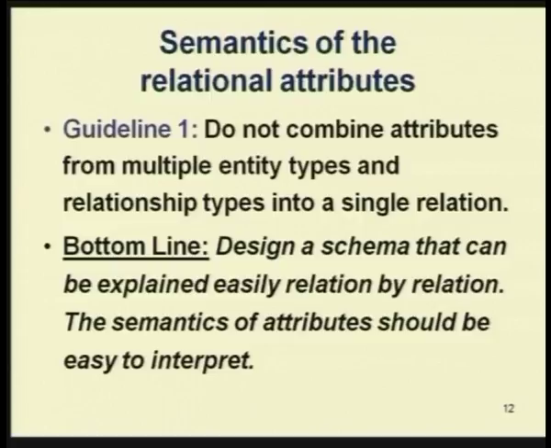So, basically, again let us formally say what guideline 1 is. Do not combine attributes from multiple entity types and relationship types into a single relation. So, have separate tables or separate relations for each entity and each relationship. Design a schema that can be explained easily relation by relation. The semantics of the attributes should be easy to interpret. If you design it this way, it will be very easy to interpret. When you are actually doing the design, it may take 1 or 2 iterations to come up with these semantically independent schemas or relations.